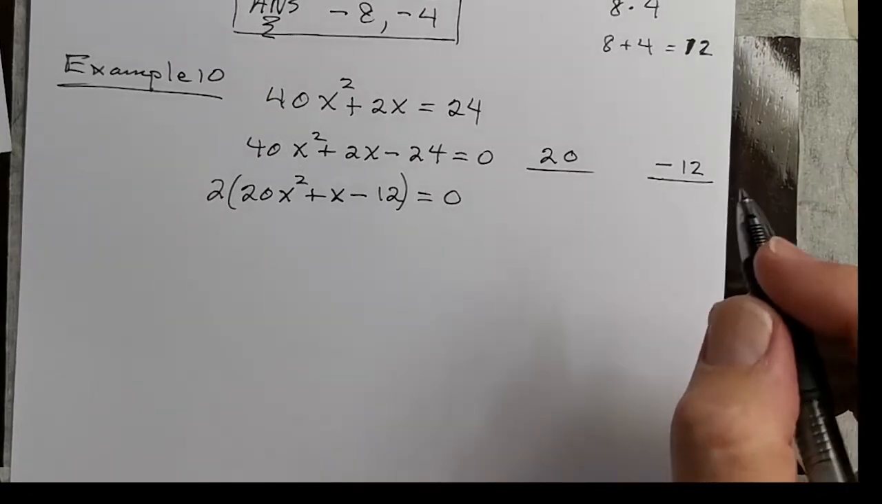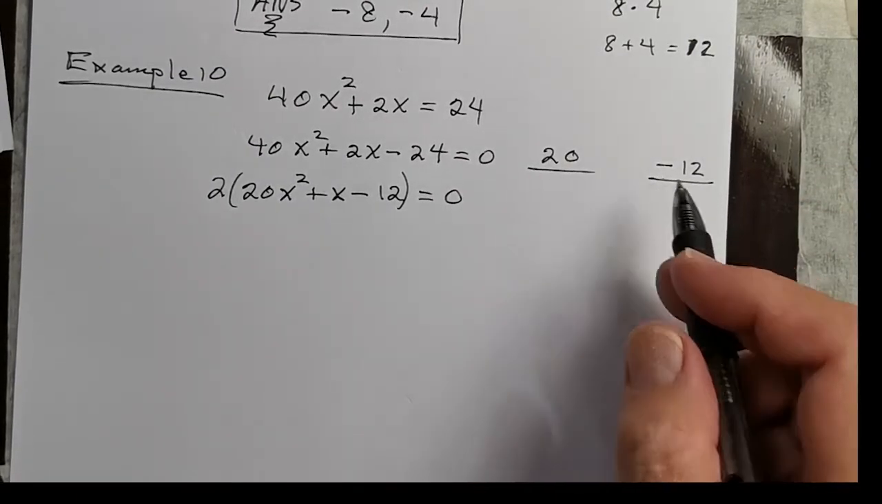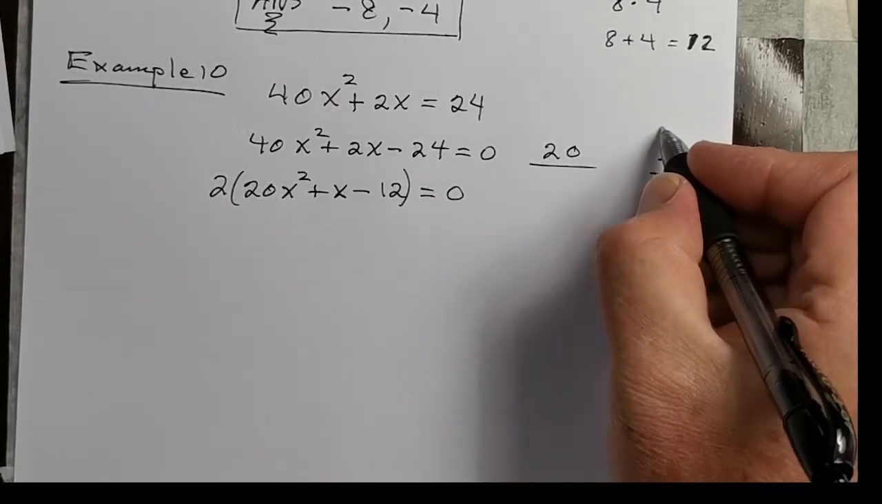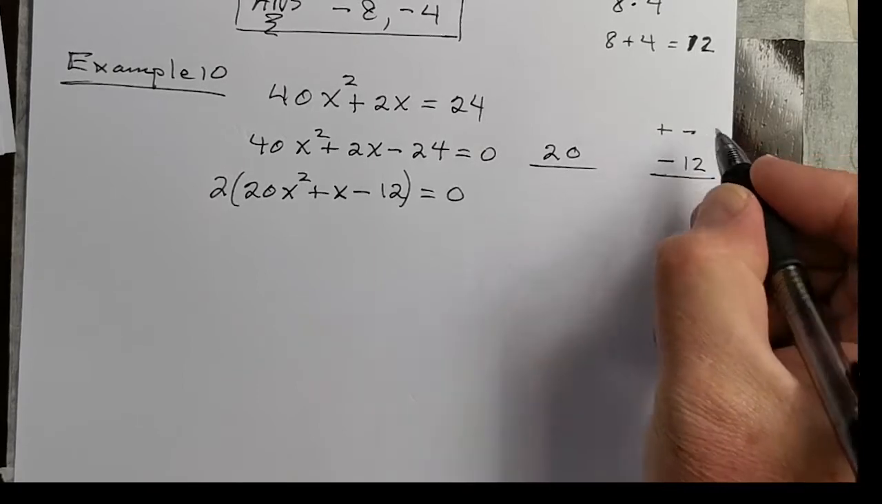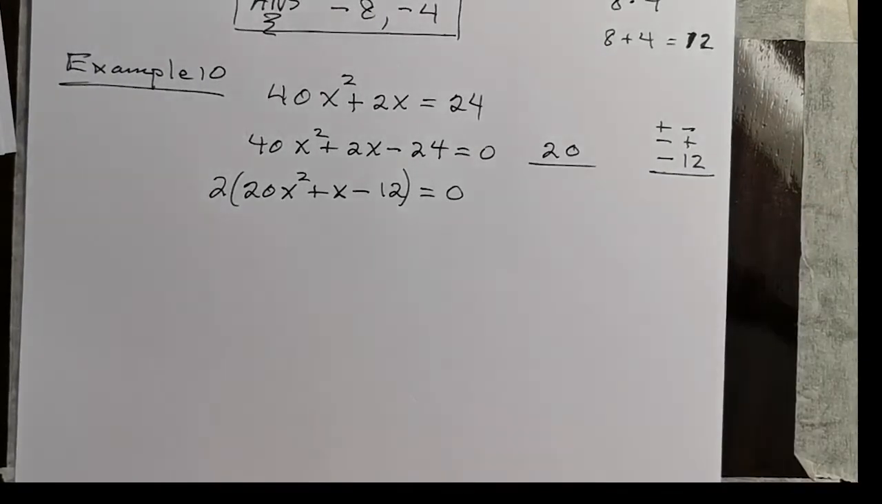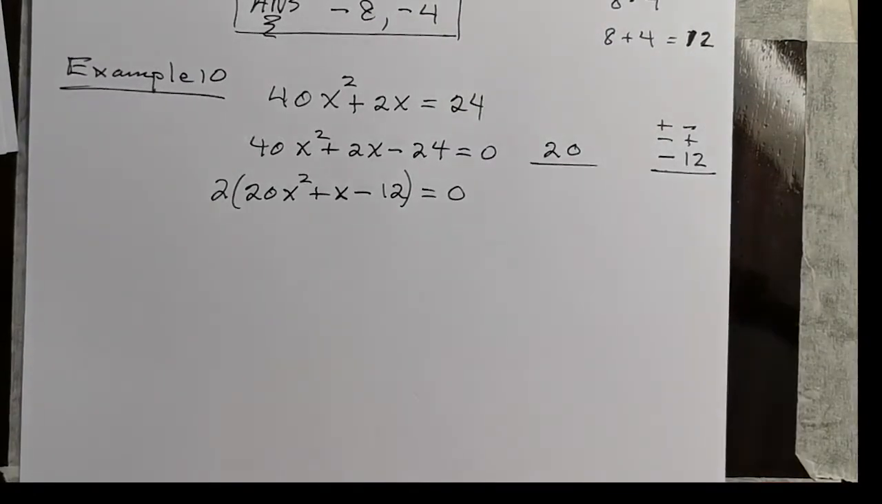So when we think about the negative 12, how can we get a negative 12? Well, it's going to be a positive times a negative. It's going to be plus times a minus, or minus times a plus. Okay? A positive times a negative, or a negative times a positive, would give us the negative 12.